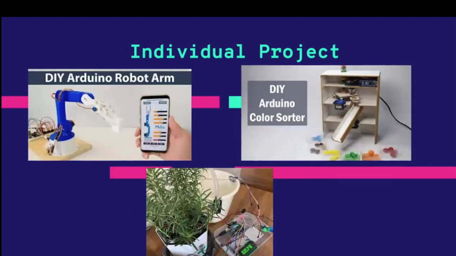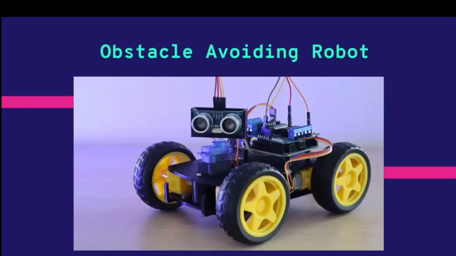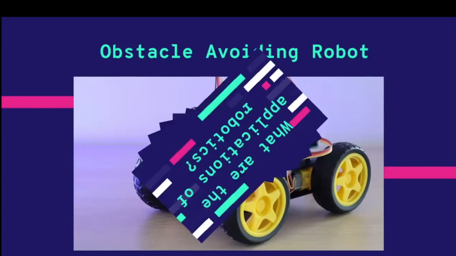And then you all will have to do an individual project using the Arduino board at the end of the course. And you will have to make projects like the robot arm and the Arduino color sorter, and also an automatic watering system. So these are just some of the ideas for the individual projects. So we'll be making such projects at the end of this course. And then we'll also be building an obstacle avoiding robot at the end of the course, after we learn all the important concepts related to robotics.